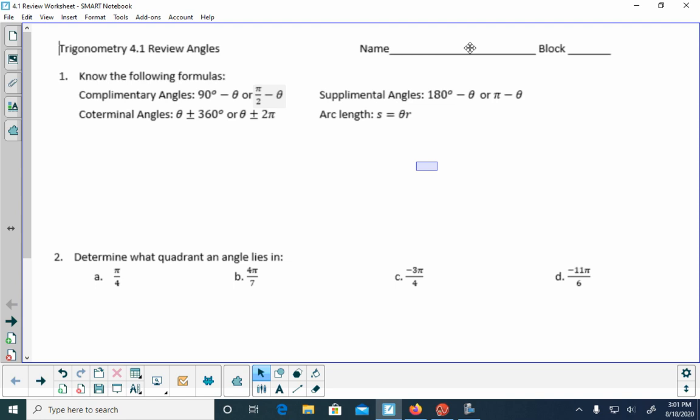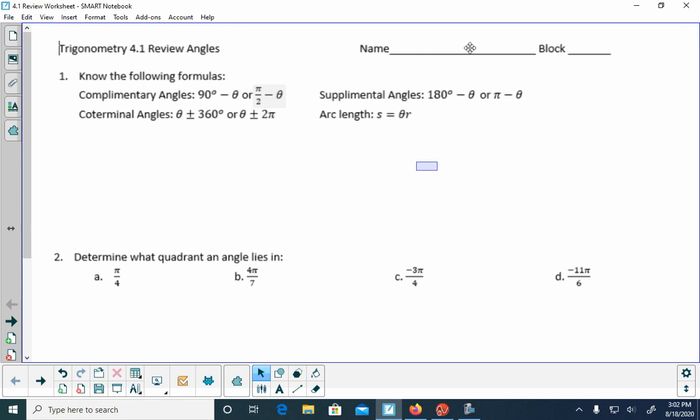Two supplementary angles are two positive angles that add up to 180. So to find the supplementary angle, you're going to subtract your angle from 180 degrees, or you're going to subtract it from pi. Remember, if you get a negative answer for either complementary or supplementary angles, that means it's not possible, which means you cannot find a complementary angle or you cannot find a supplementary angle.